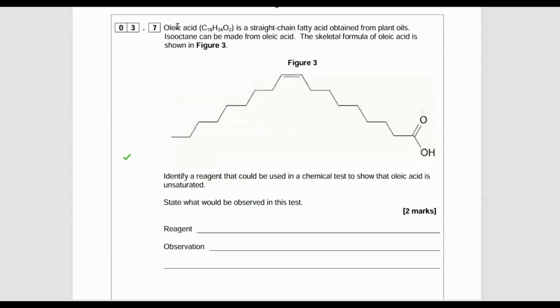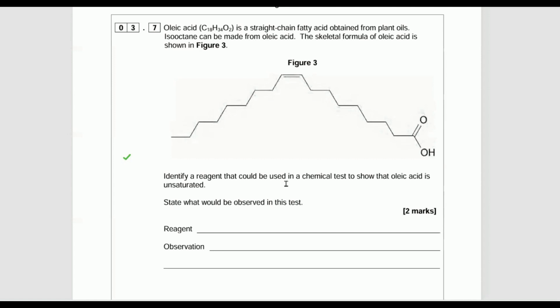Right, oleic acid, C18H34O2, is a straight chain fatty acid obtained from plant oils. Isooctane can be made from oleic acid. The skeletal formula of oleic acid is shown here. So this is oleic acid. Straight chain, what does that mean? There are no branches coming off the sides.